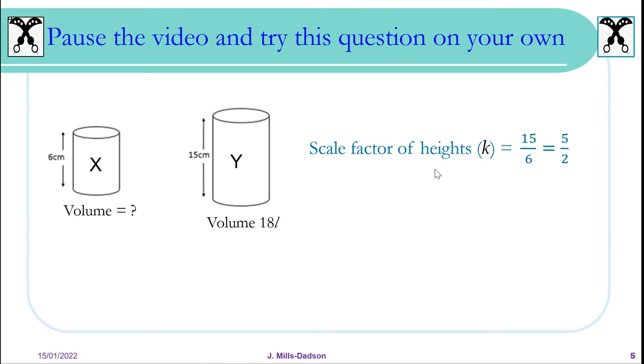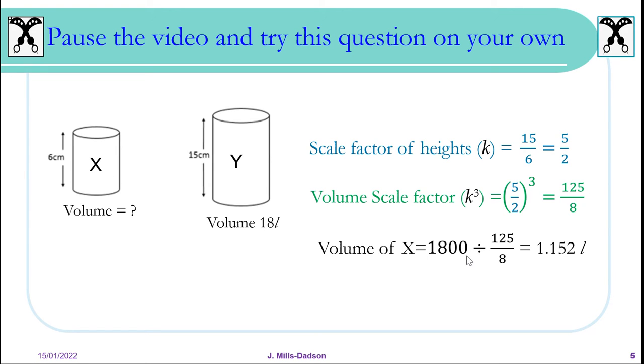We can use K for volume. Remember, liters is volume. So we need to change K to K cubed. So we have 125 over 8 as our scale factor in volume. We want the volume of a smaller shape, so the volume should be divided by the scale factor. And that will give you 1.152 liters.